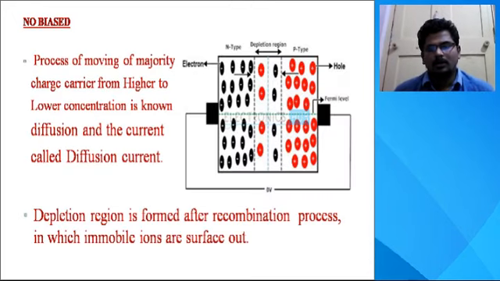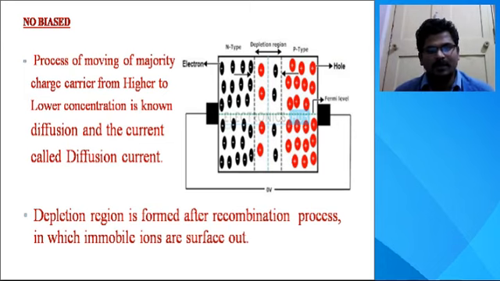This is the diagram for when we are not applying any external voltage to the PN diode. See here, the P-type and N-type semiconductors are connected to 0 volts. It means that we are not applying any external voltage to the PN diode.